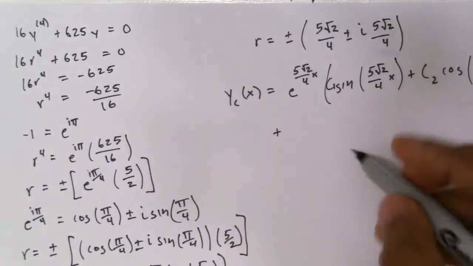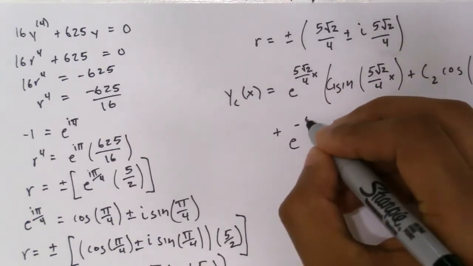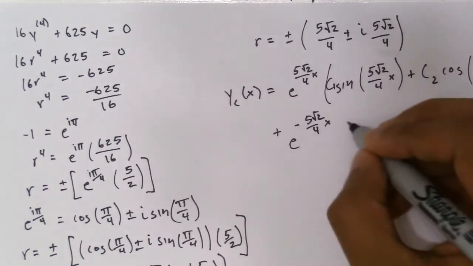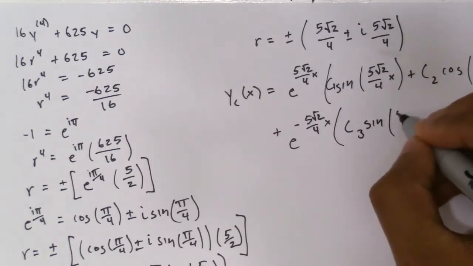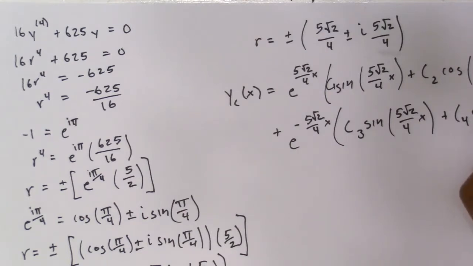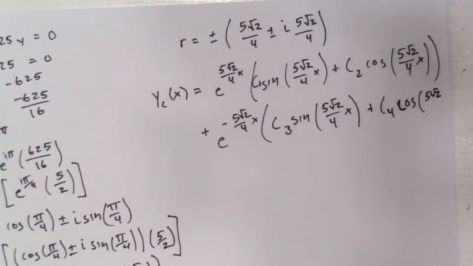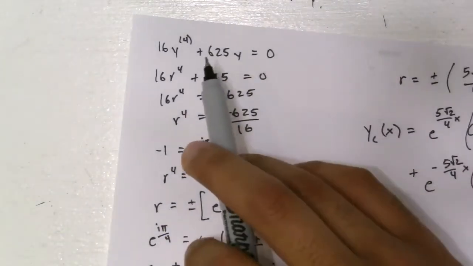And then we're going to add one more term because there's a negative in front of this. There's also a negative in front of this term. So we get a negative 5 square root 2 over 4x times c3 sine 5 square root 2 over 4x. And then you add that to c4 cosine 5 square root 2 over 4x, and you multiply that whole thing. That's your general solution. You get 4 terms for 4 derivatives.